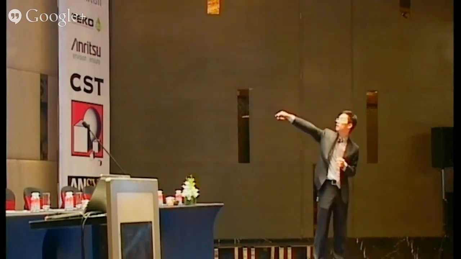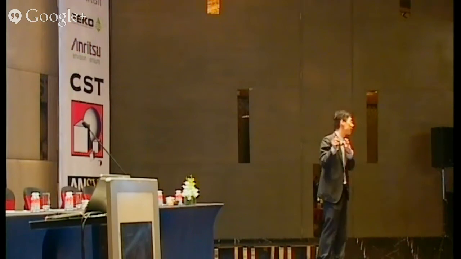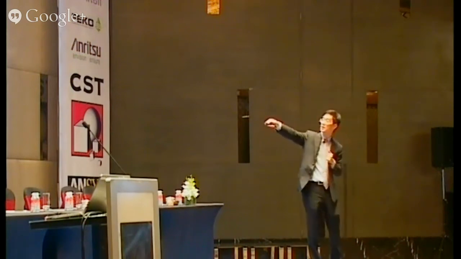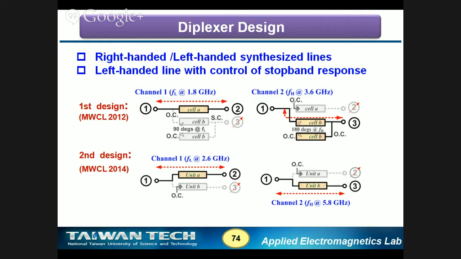Just forget about the first one. The first one we published in 2012 in MWC. This is the first design, but we just focus on the second design. The second design was just published 2 months ago, also in MWC. It is an on-chip design. Actually, we just use two unit cells or unit blocks.